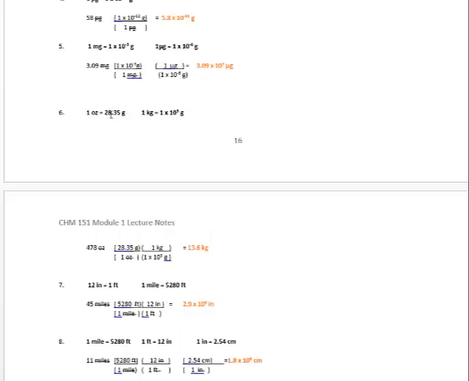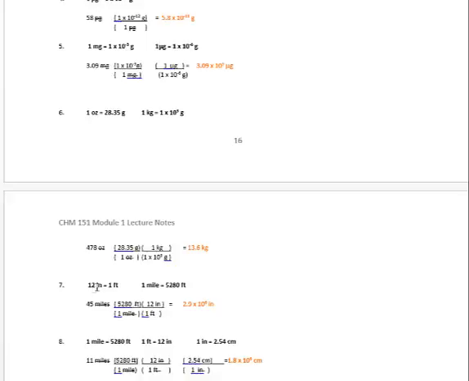Conversion factors are 1 ounce equals 28.35 grams, 1 kilogram equals 1 times 10 to the 3 grams. We multiply 478 ounces by the conversion factor of 28.35 grams per 1 ounce times 1 kilogram per 1 times 10 to the 3rd gram equals 13.6 kilograms. Grams and grams cancel out, so does ounce and ounce.